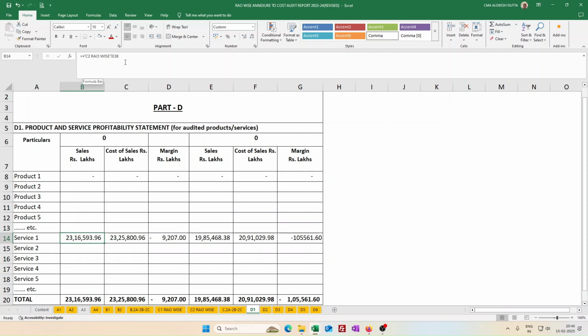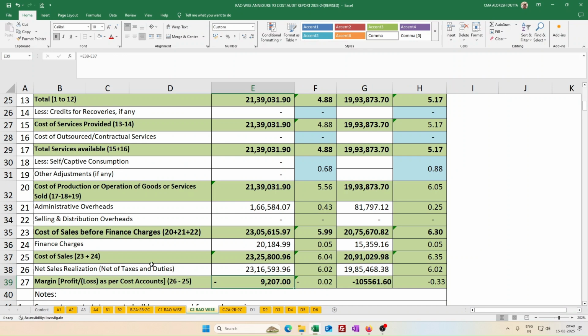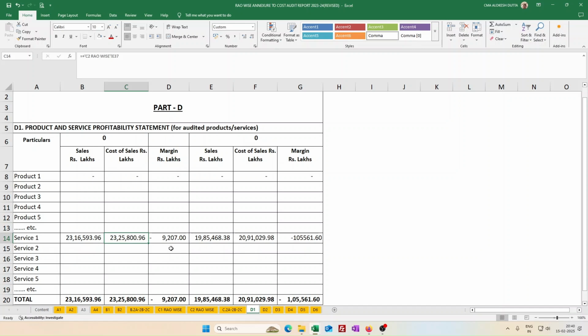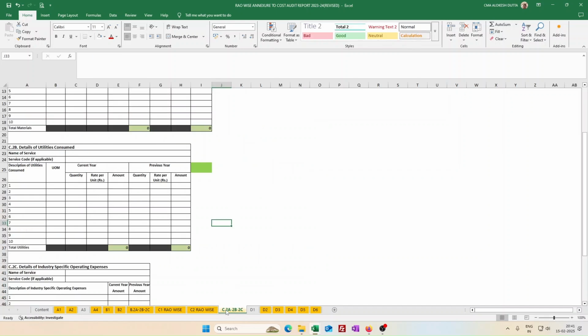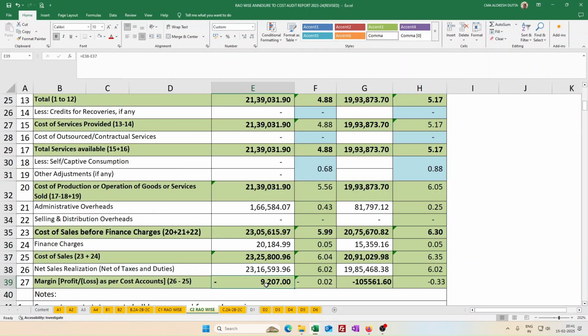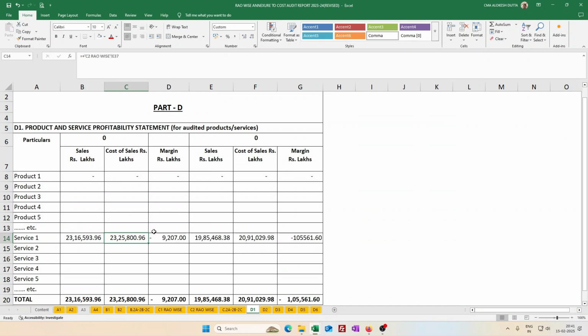So this is automatically done. You see there is a formula. Cost of sales 2325800.96. Margin minus 9207.00. So this is automatically prepared, whether it is a manufacturing unit or a service unit. The formula is applied here also, see, the formula is there. Automatically the figure will fetch here.